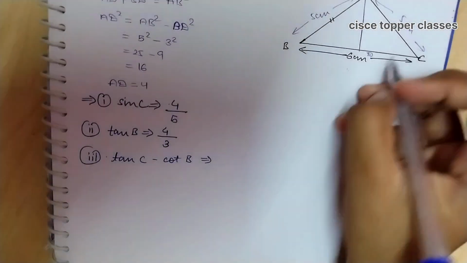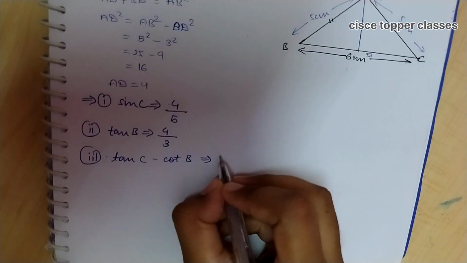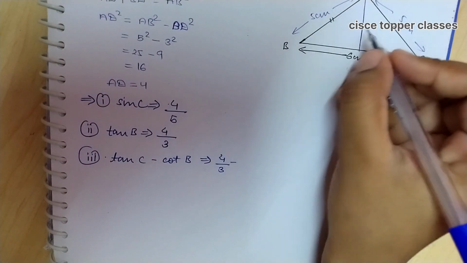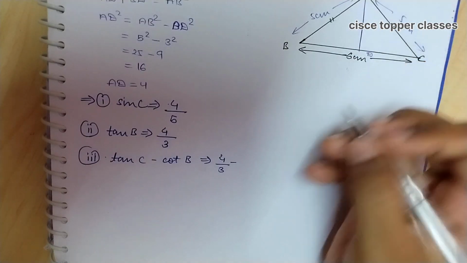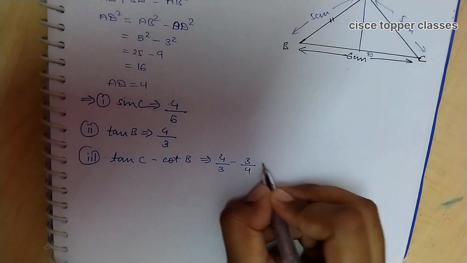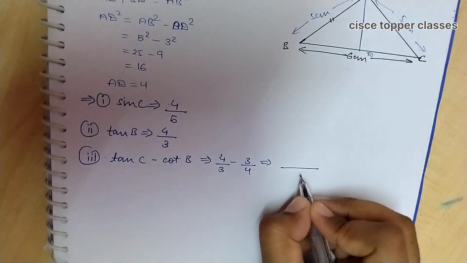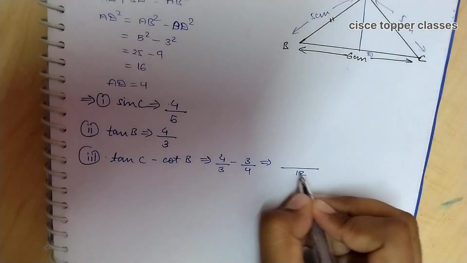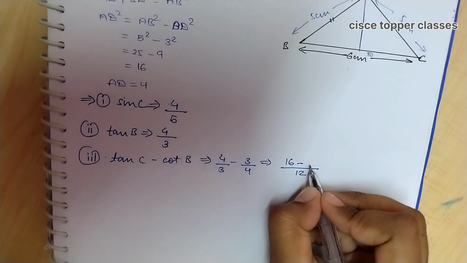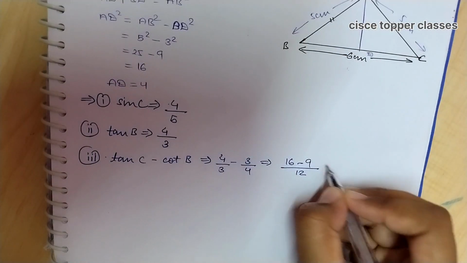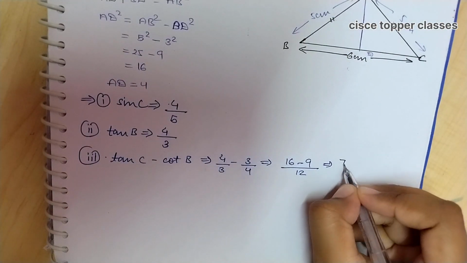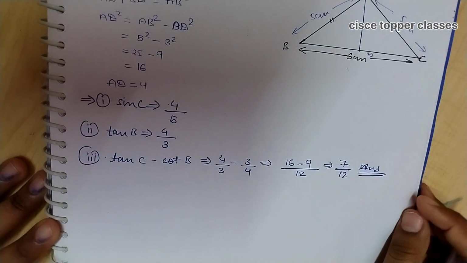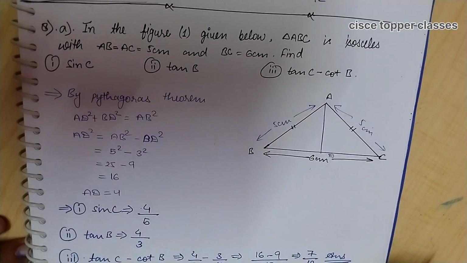Now the third part which is asked is tan C minus cot B. So tan C will be perpendicular upon base here also. This will be 4 by 3 minus cot B. Cot B will be base by perpendicular, so this will be 3 by 4. Here we can take the LCM. So this will be 12, and here 3 into 4 is 16 minus 4 into 3, so 9. So we can write 7 by 12 is the answer in this question. So this is the final solution of 8 first part.